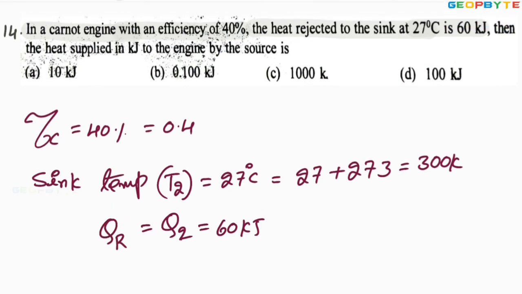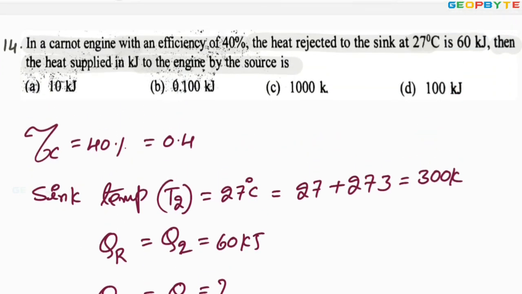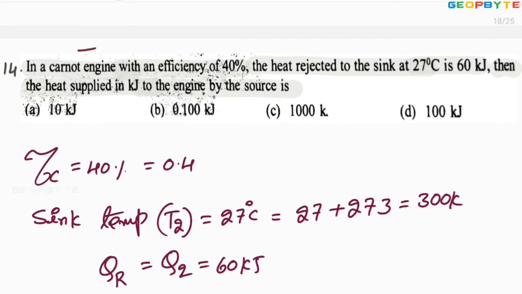Then the heat supplied in kilojoules to the engine. You are asked to decide the heat supplied, Qs equal to Q1, is how much? This is also a very important problem. 5-star problem means most expected problem.